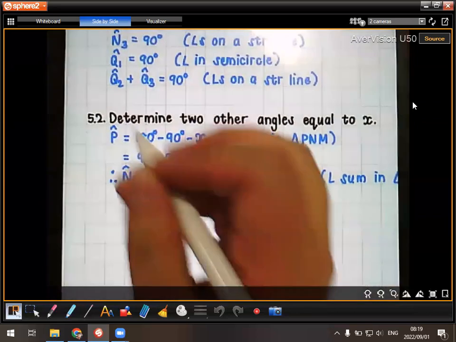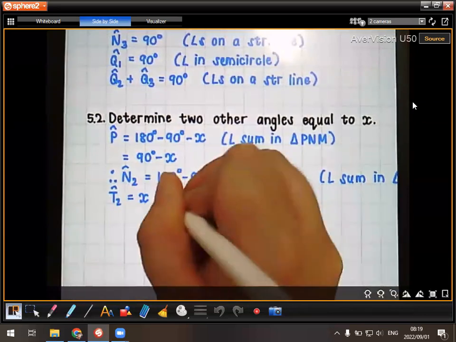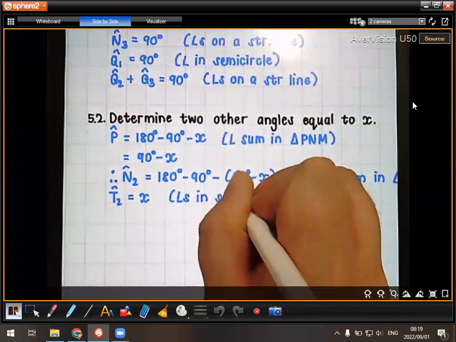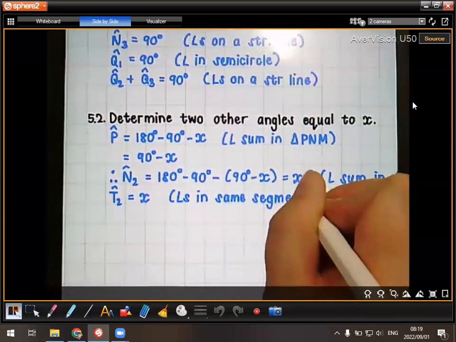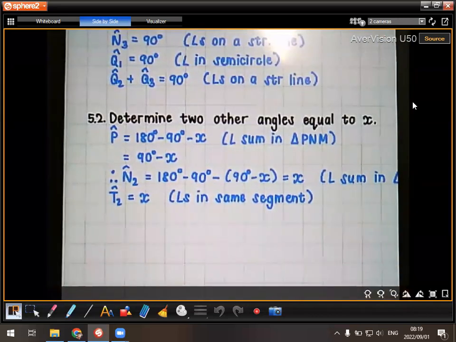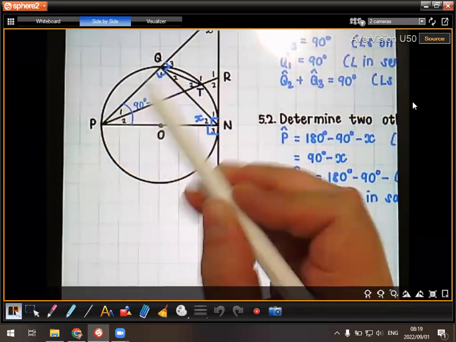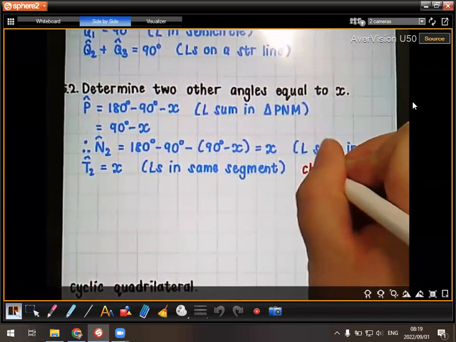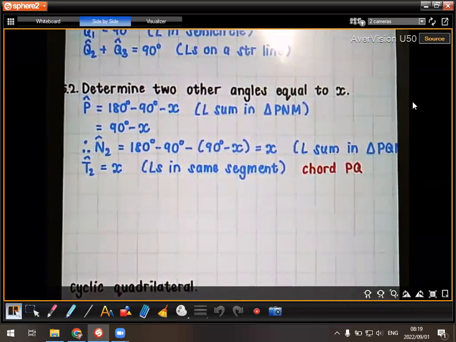So now we're going to say T2 is equal to X, and the reason for that is angles in the same segment. And just as a reminder of what we are using here, I'm just going to write the name of that chord next to it, it was chord PQ. And that was the chord that's subtending M2 and T2. Then you don't have to write that for the mark.